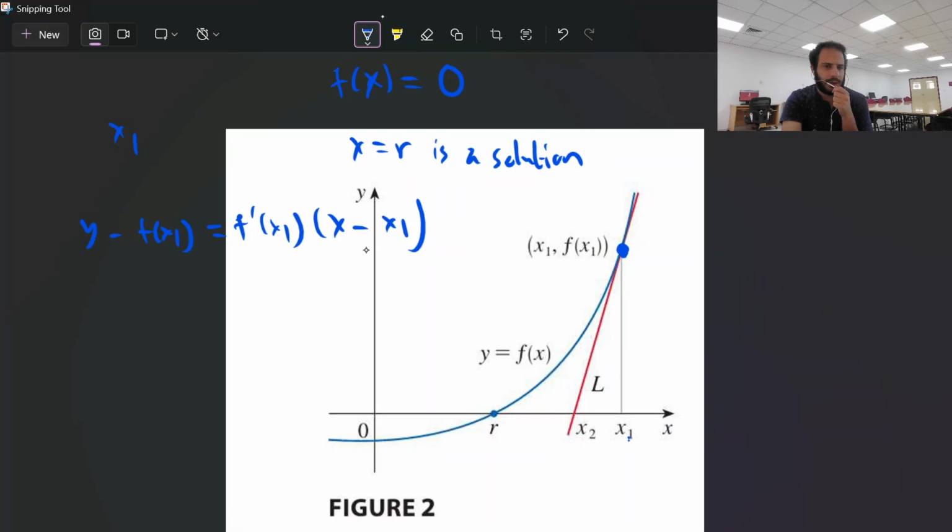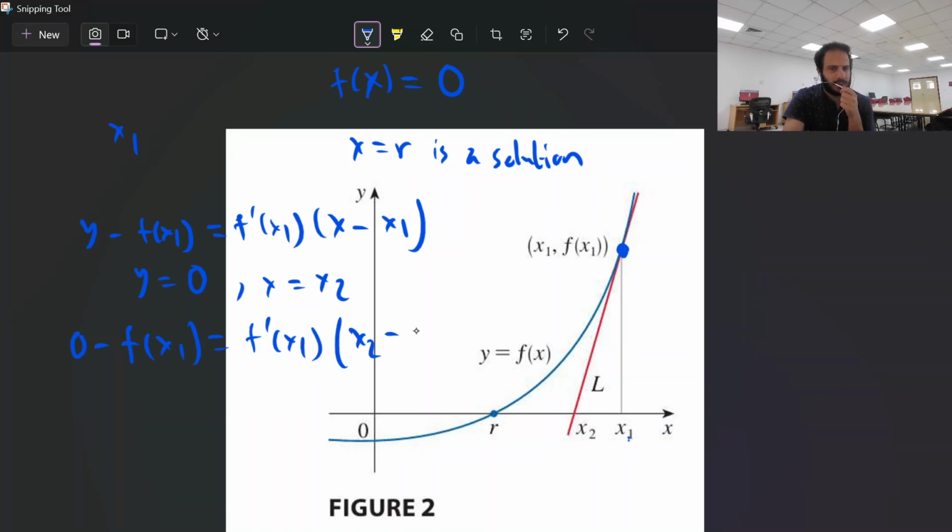Now you want to find the intersection, the x-intercept of this line. How to do it? You can do it by substituting y equals 0, right? x equals x2, because this is the x-intercept. We know that x2 is the value, okay? So we have what now? We have 0 minus f(x1) equals f'(x1)(x2 minus x1). We need the value x2, so we solve the equation for x2, okay?